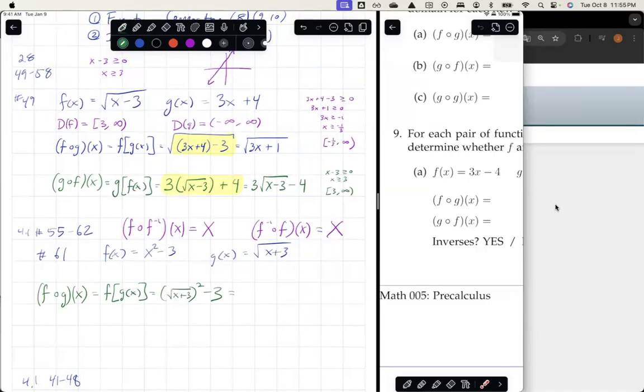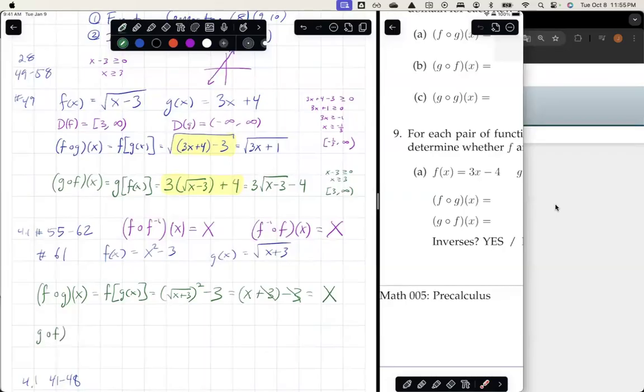All right, so we simplify this. The square root, when it's squared, the square root and the square cancel each other. And so we get x plus 3 minus 3. And you can see that the plus 3 and the minus 3 are going to cancel. So we get x. Hey, that seems to indicate that f and g are inverses of each other. Now let's check the composition in the other direction.